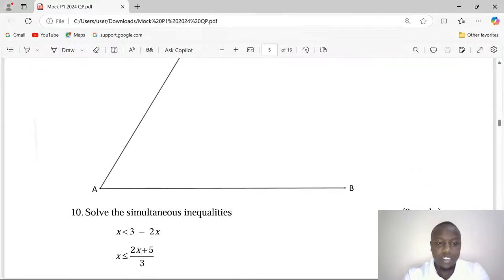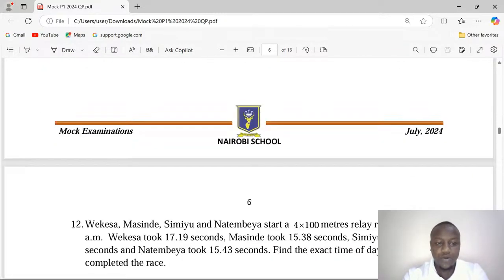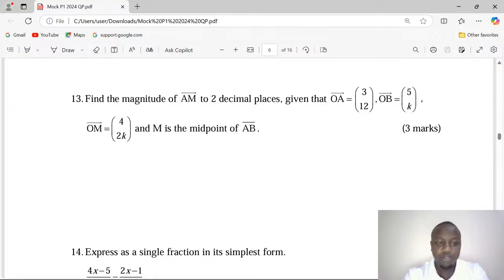But this time round, I want us to go straight to Section 2 of this paper.